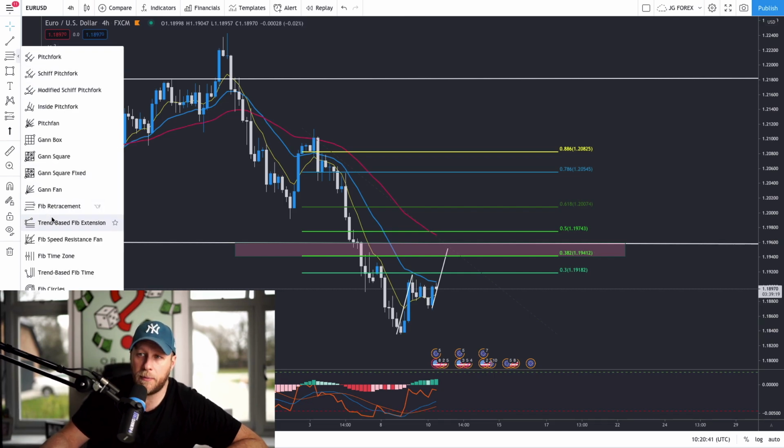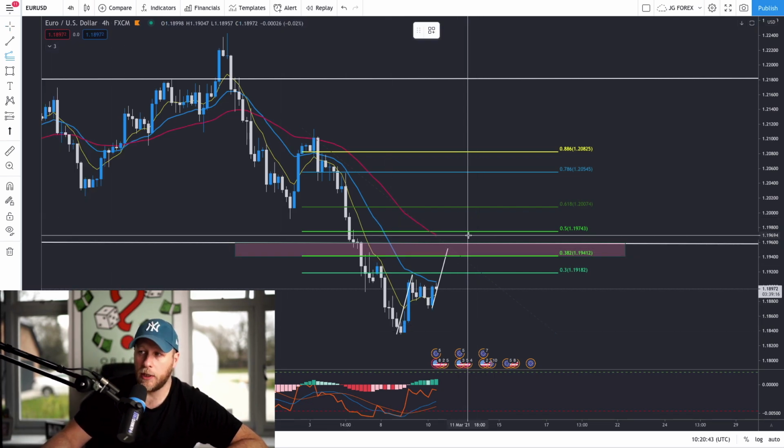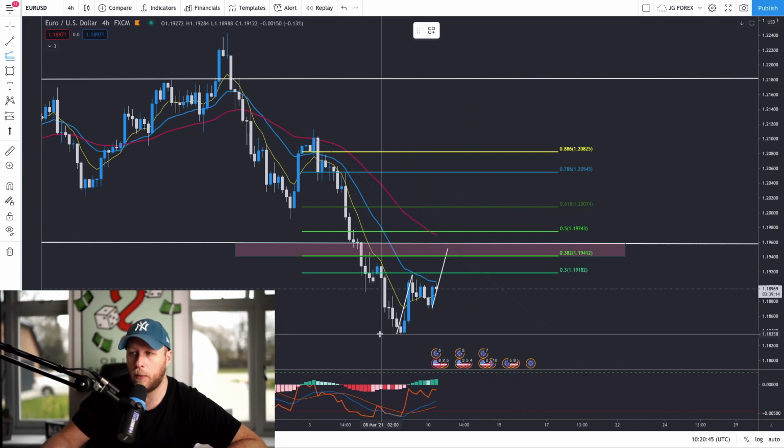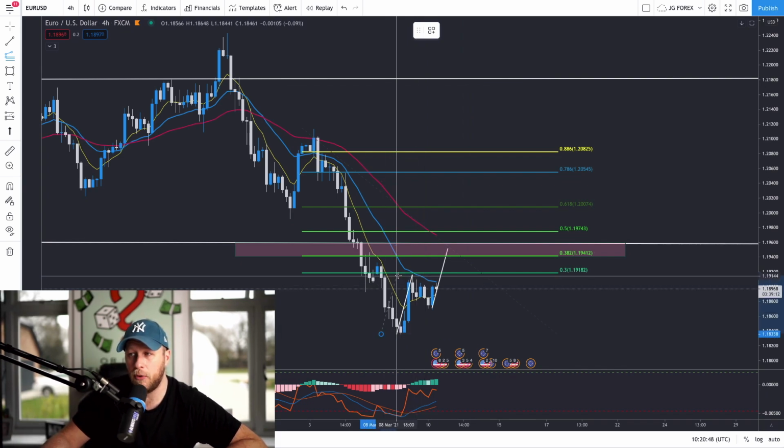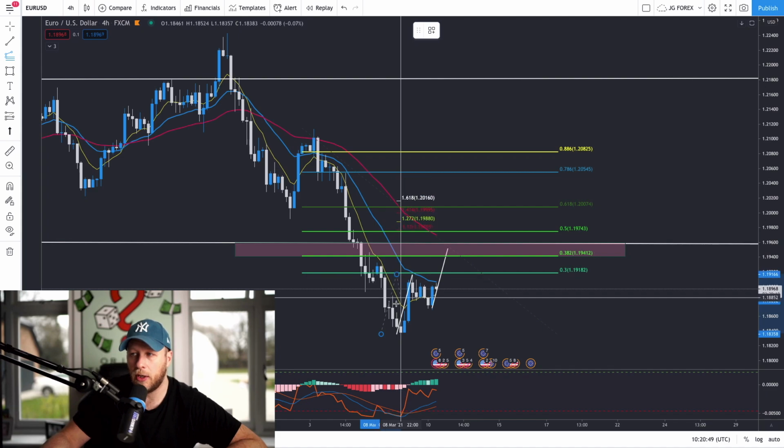Okay, so we'll bring on a Fib extension tool, because if we're looking at an extended move and where we're likely to roll over, where's that move likely to extend to? So we've got our equal measured move.